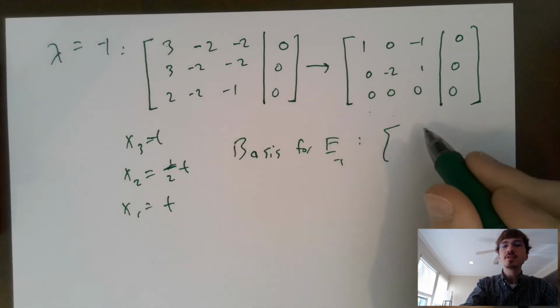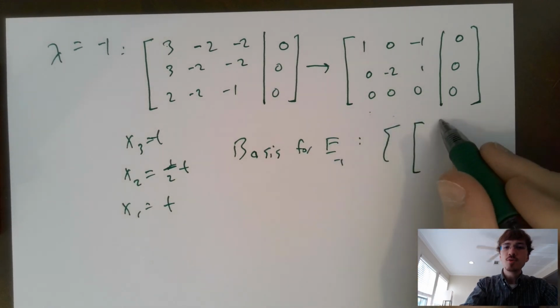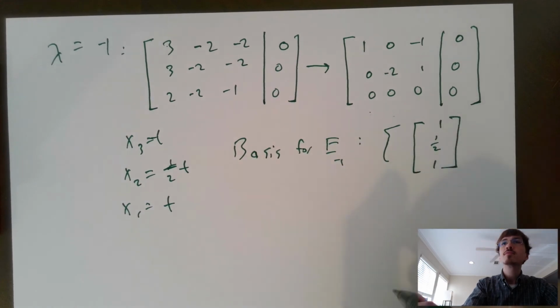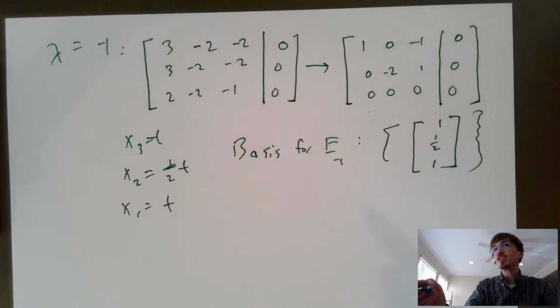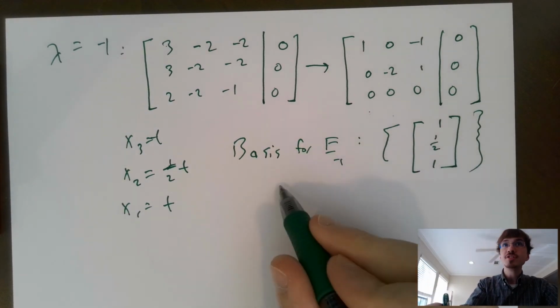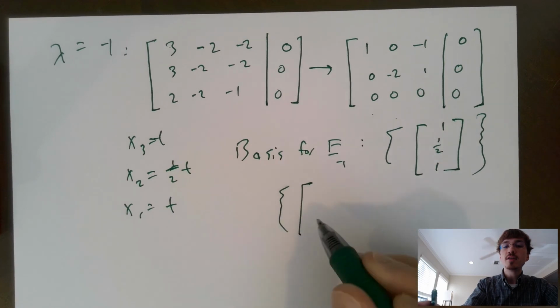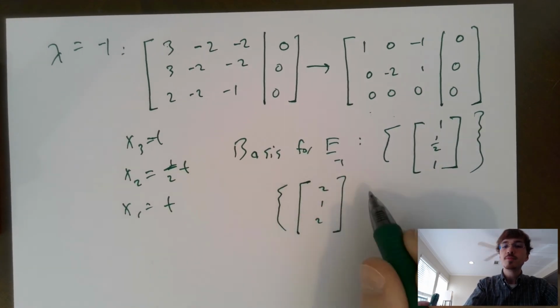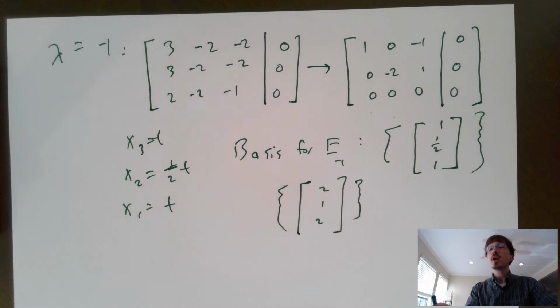It's the set with just the vector 1, 1/2, 1. Another possible vector that you could have put in here is 2, 1, 2, by scaling it by a factor of 2, right? So if you prefer no fractions, you could have also had the basis be the set 2, 1, 2. You get to pick. And remember, bases are highly not unique creatures. We just need to pick one of them.